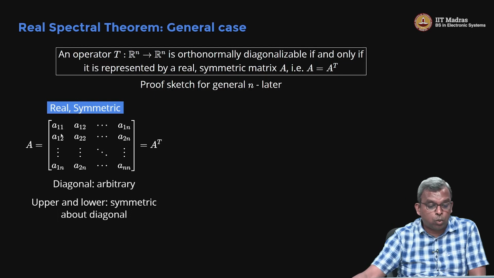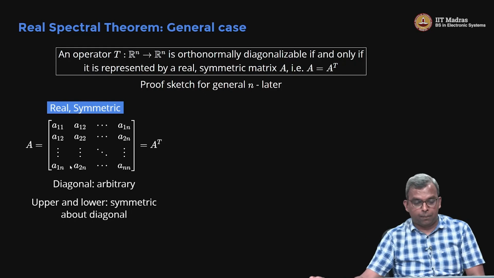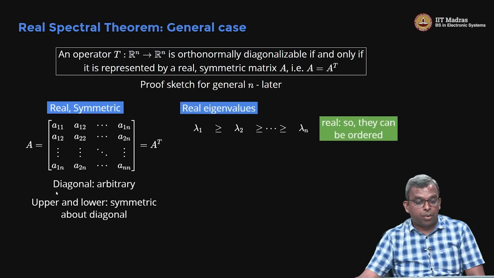So you notice here A12 comes here and here. Both these values are A12, and then these two are exactly the same. So this row A12, A1n is the same as A12, A1n here, A2n comes here. So about the diagonal, it's symmetric on either side. So what do we know about a real symmetric matrix?